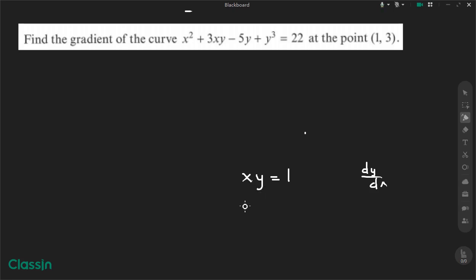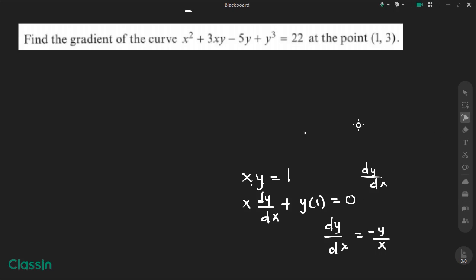By the product rule, we take x and differentiate y. In implicit differentiation, whenever we differentiate y, we multiply by dy/dx. So the derivative of y with respect to x will be dy/dx. Plus, we take y and differentiate x. When we differentiate x with respect to x, we have 1. And when we differentiate 1 with respect to x, we get 0. So clearly, the derivative of y with respect to x becomes negative y over x.